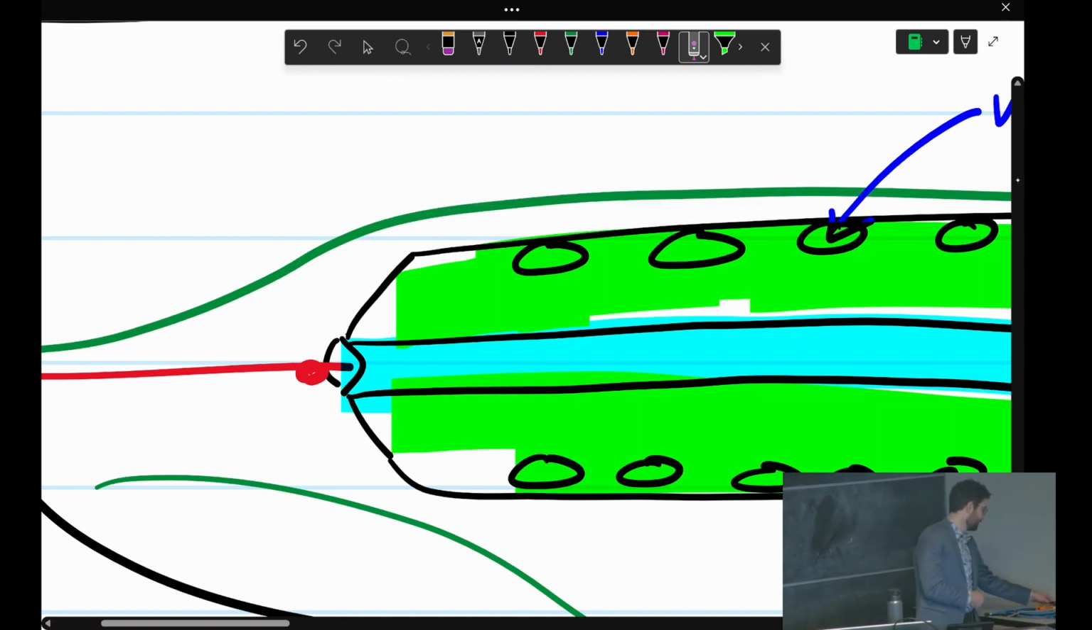So no one gets a pitot probe today. I did bring one though, so you can pass this around.